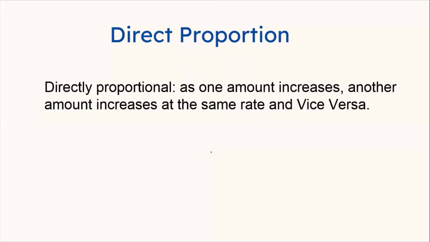Now, let us recap. What is a direct proportion? Direct proportion tells us that if one quantity will increase, the other quantity will also increase. And if one quantity will decrease, the other quantity will also decrease. Now this time, I want you to open our math book and let us try to answer some word problems.